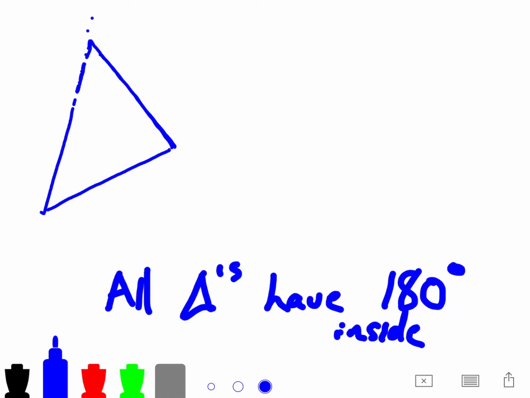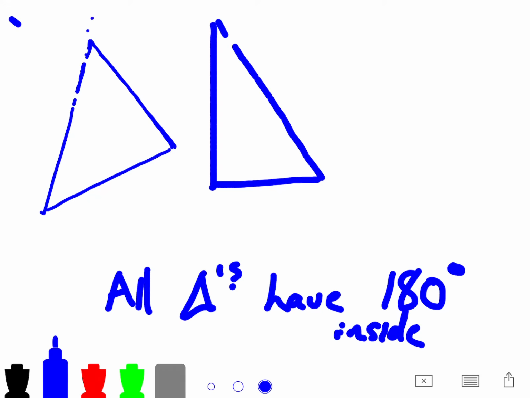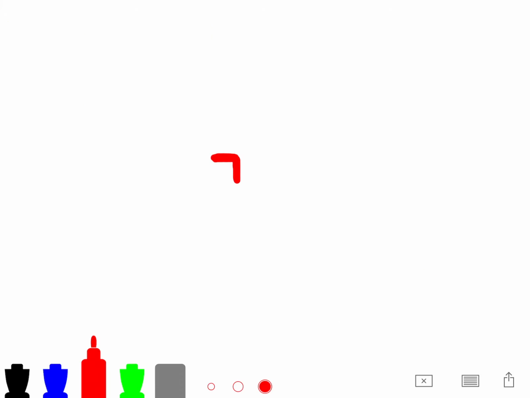You can have a right triangle where one of the angles is 90 degrees, but they can't all be 90 degrees, right? Because if they were all 90 degrees, it wouldn't have 180 degrees on the inside. Can you see where the right angle is? It's right here. And we use a square to show that. And I accidentally just deleted the other triangles.